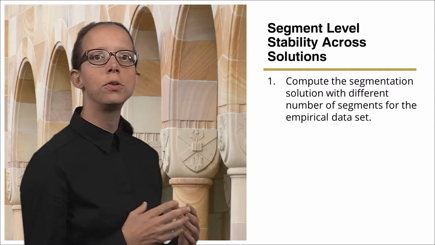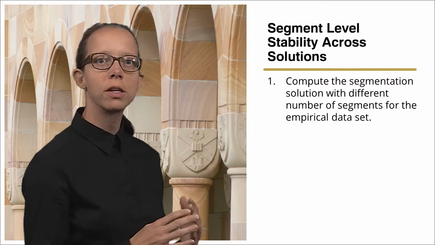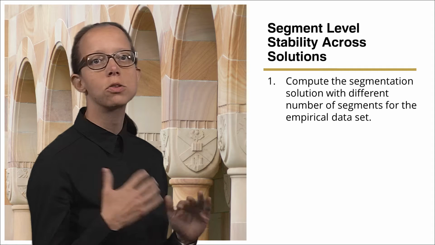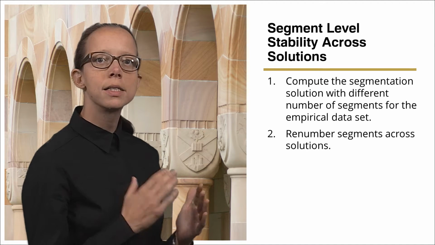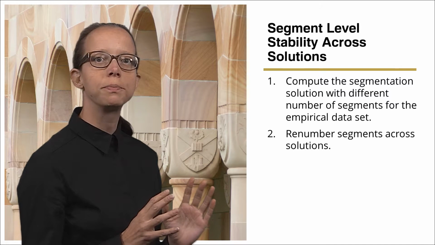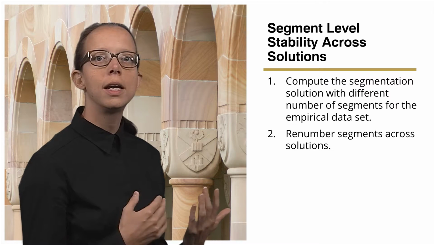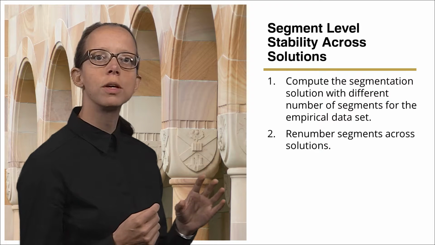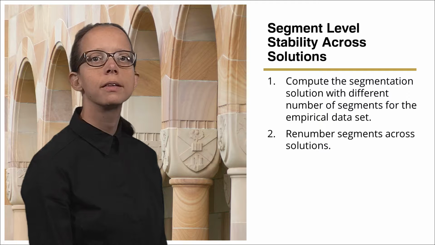First, we compute segmentation solutions with different numbers of segments for the empirical dataset. Any segmentation method, distance-based or model-based, can be used. Second, segments across solutions are matched using a renumbering algorithm. We need to do this because each repeated calculation names segments differently, and we need to figure out which of them are similar. This can be done easily in R.